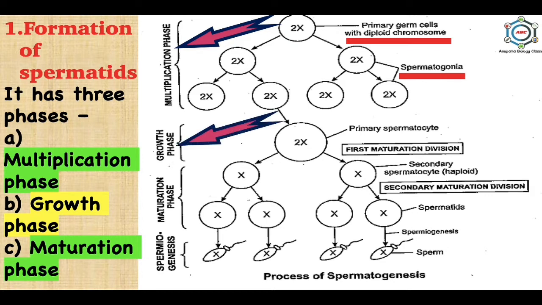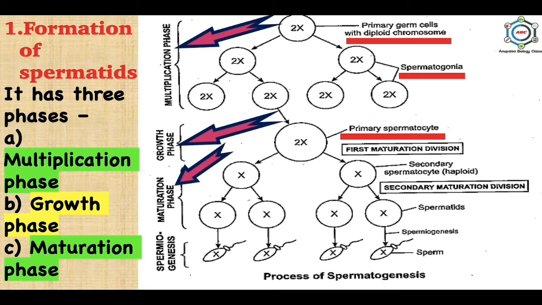Now, the second, that is the growth phase. Here, on sexual maturity, some spermatogonia stop dividing and grow in size by accumulating cytoplasm and replicating DNA. And this spermatogonium with a large size, we call it primary spermatocyte, and this growth phase is called spermatocytogenesis. Other spermatogonia which are not involved in growth continue to divide mitotically and produce more spermatogonia for later spermatogenesis.